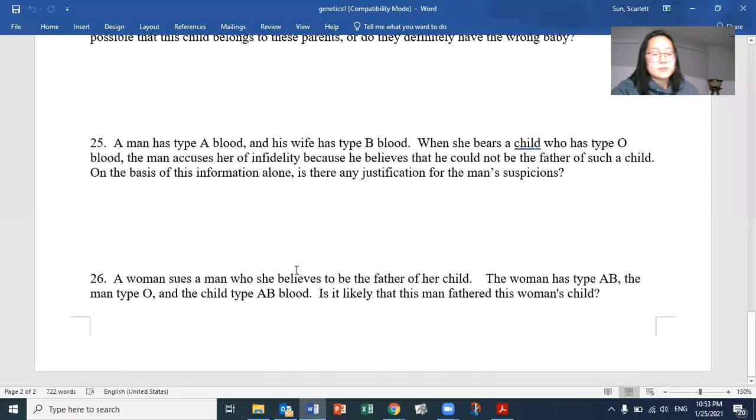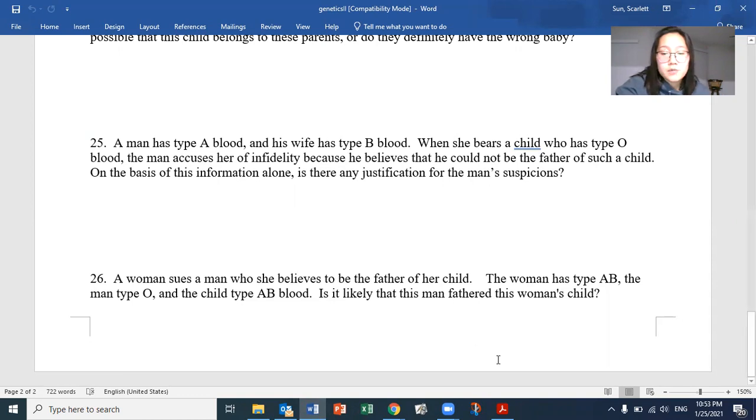Number 26, last one. A woman sues a man who she believes to be the father of her child, right? He's denying it, but the woman has type AB blood, the man has type O, and the child also has type AB blood, like the child's mother. Is it likely that this man fathered this woman's child?